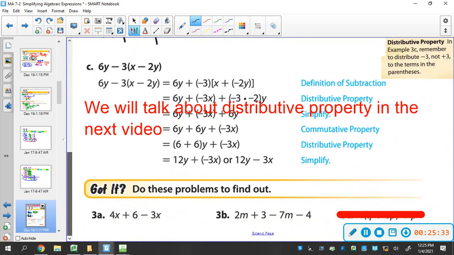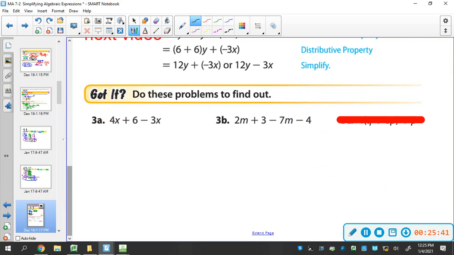Letter C is with distributive property. Again, we'll talk about that in the next video. You don't need to worry about that now. Okay? So looking at the next ones, we have 4x and a negative 3x, and then a constant by itself here. On the next one, I have a 2m and a negative 7m, and then some constants as well.